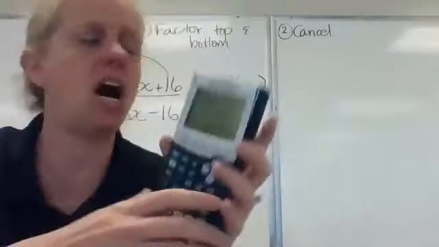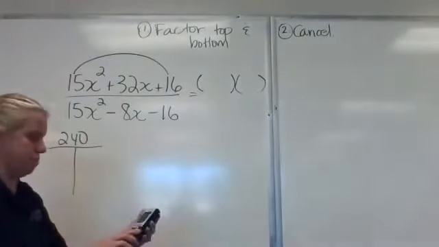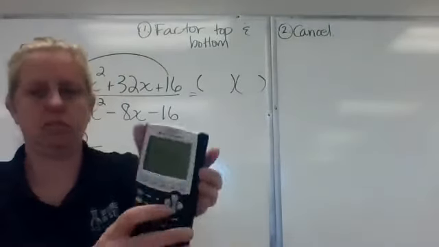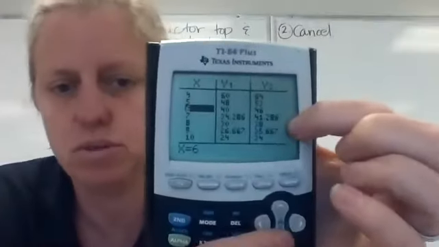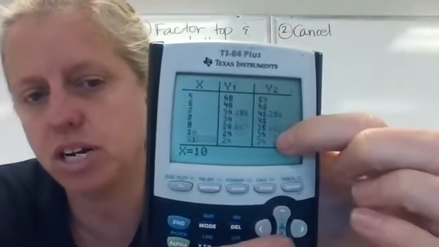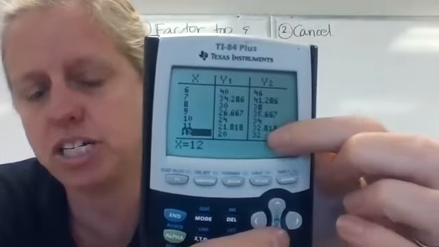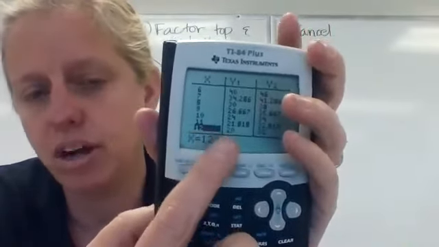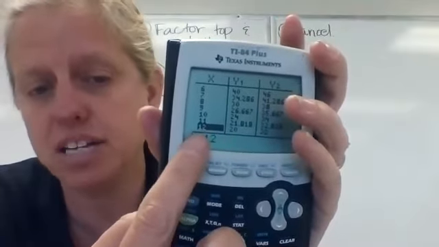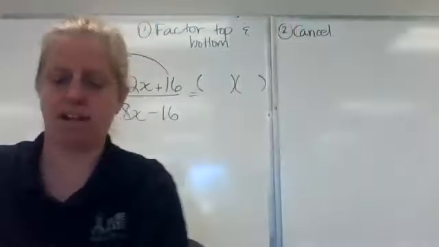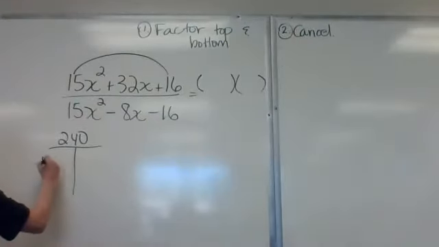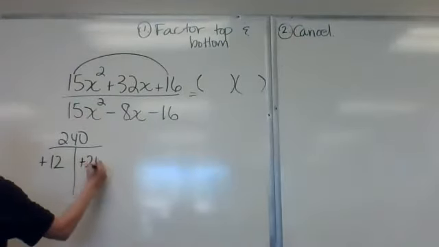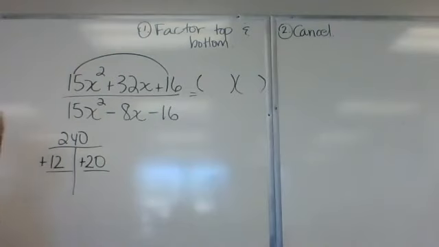I'm looking in this last column for that middle number, which is 32. So I'm going down, looking for 32. There's the 32. Those are the numbers that I'm going to use, a positive 12 and a positive 20. Now remember, the next step is you're going to make fractions with this being your denominator, just without the squared.